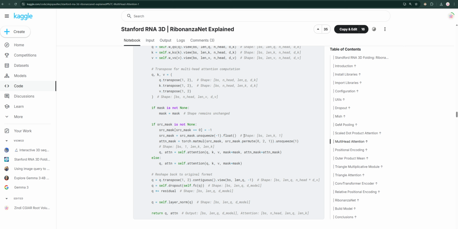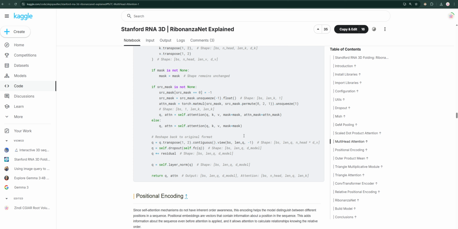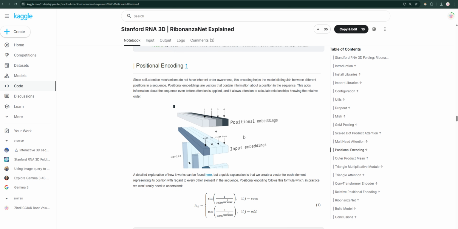Here's an interesting challenge with attention mechanisms. They don't inherently understand sequence order.